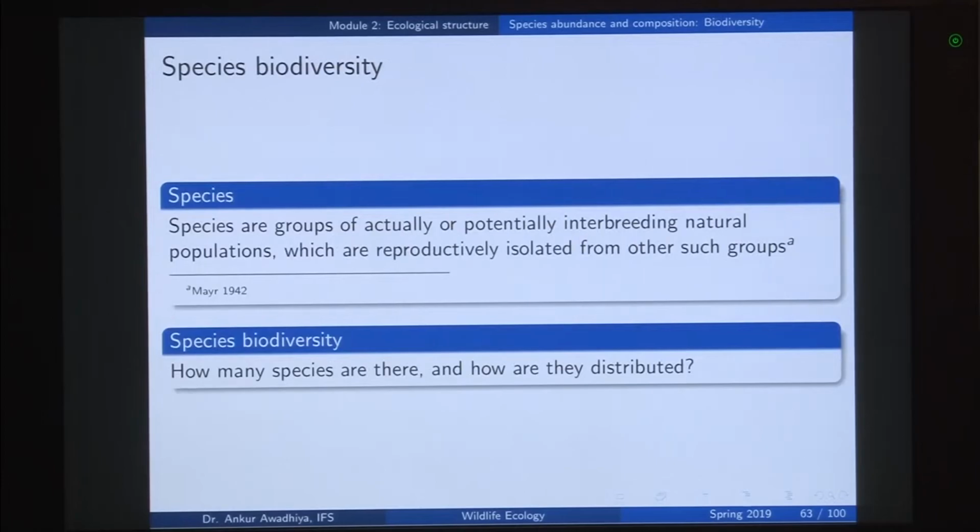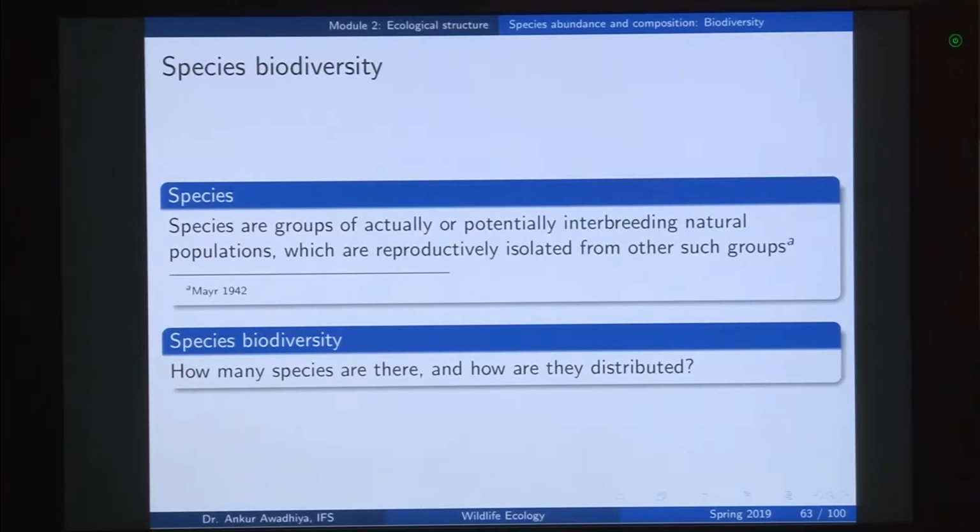So, what do we mean by species diversity? Species, as we know, are groups of actually or potentially interbreeding natural populations which are reproductively isolated from other such groups. Now, when we say actually interbreeding, for instance, if we consider the cheetahs of Kanha, they will be interbreeding amongst each other. So, they are actually interbreeding, a natural population. But if we consider the cheetahs of Kanha and the cheetahs of Rajaji, both of these are not interbreeding with each other. Why? Because one is in Madhya Pradesh and the other population is in Uttarakhand, but they are potentially interbreeding natural populations.